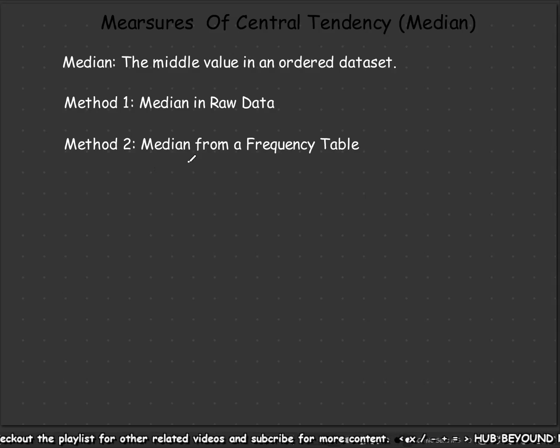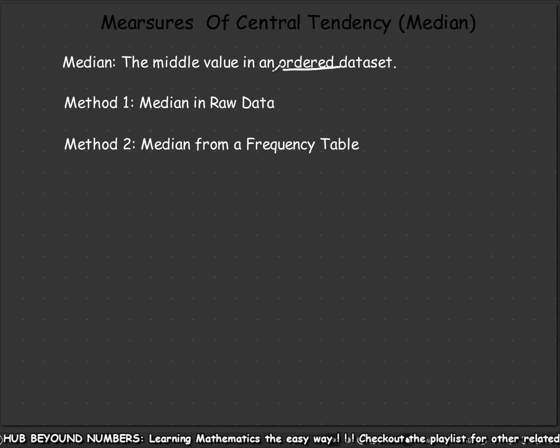Now, in this video, we are still on the measures of central tendency, and specifically, we are looking at the median. When we talk of median, what comes to mind? To define median, we say the median is the middle value in an ordered data set. Let's take note of the word here, ordered.